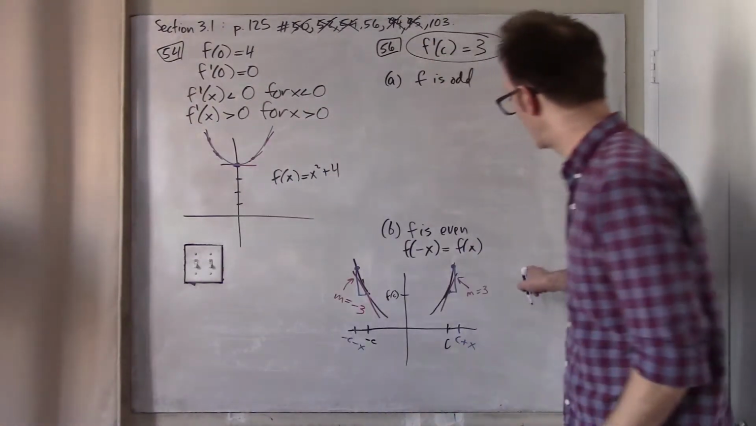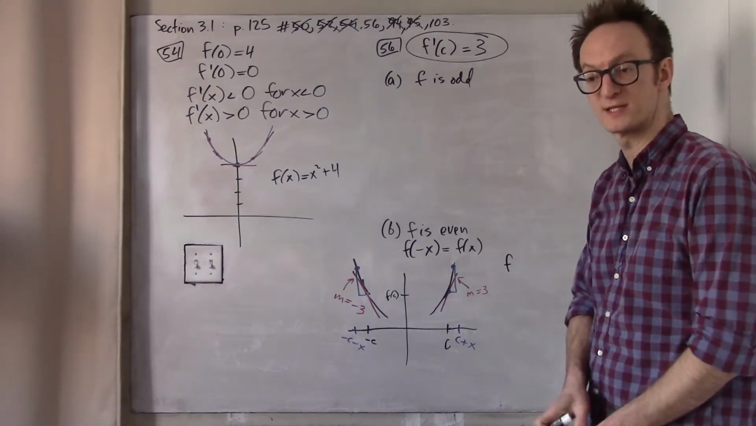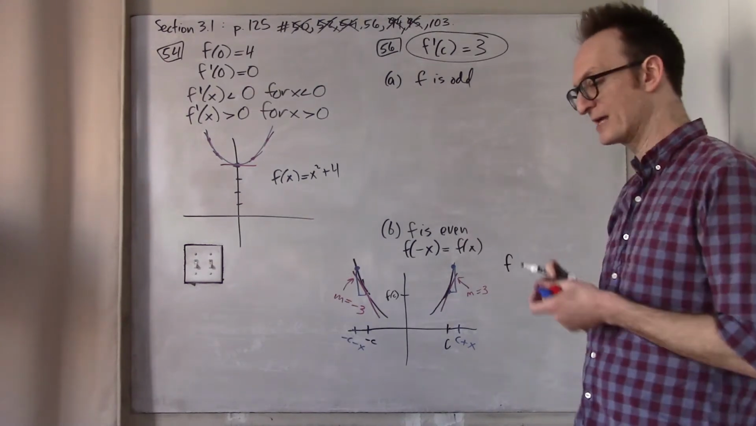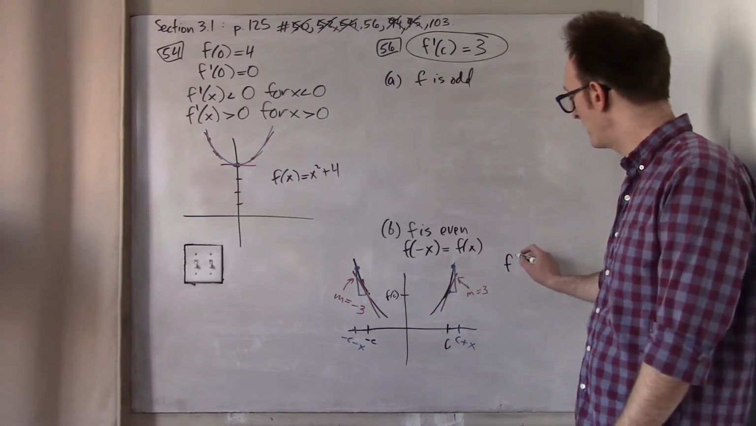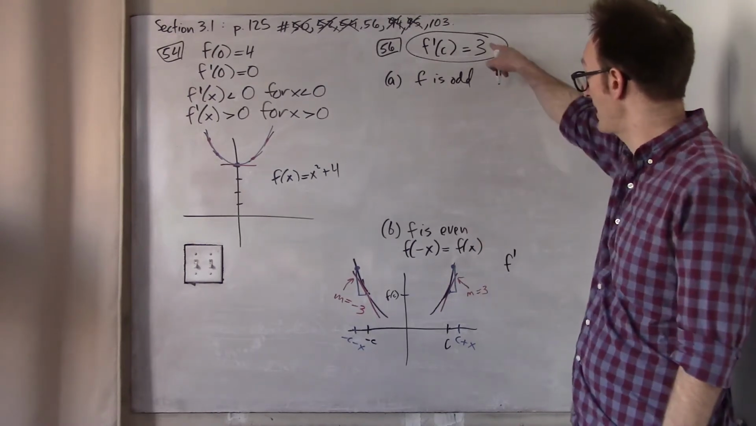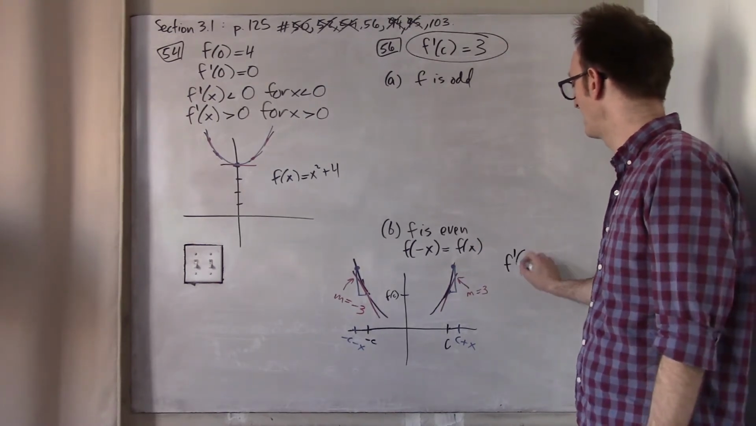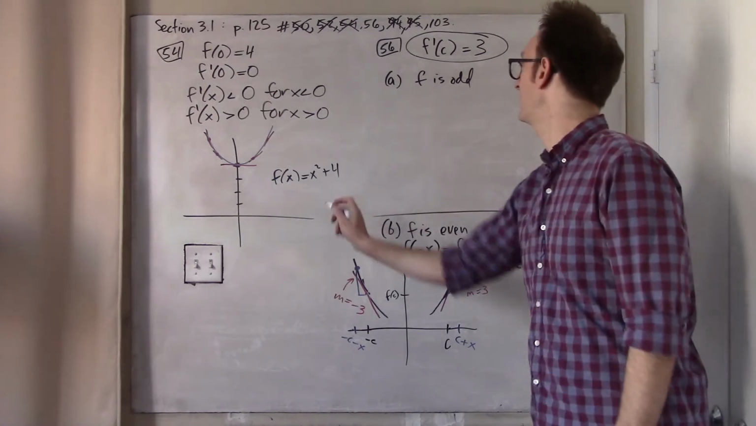So okay, conclusion, part B. This is not a proof. This is just intuition, or a determination that if f is even, and I know that f prime of c is 3, then f prime of negative c is negative 3. Okay, good.